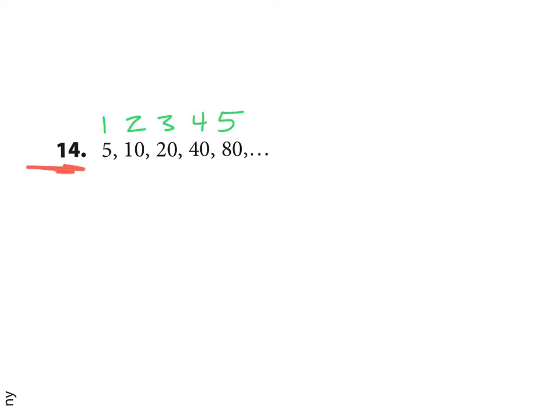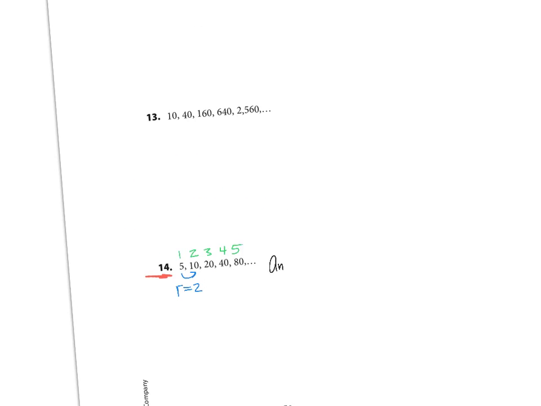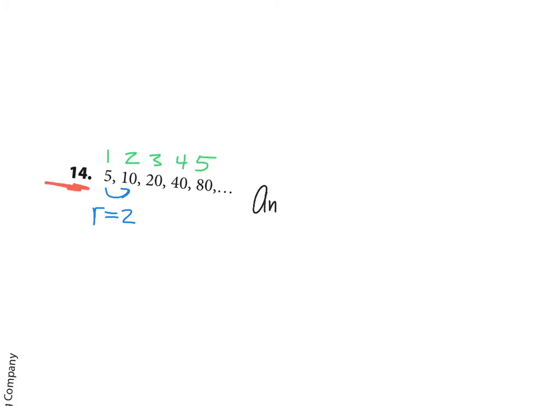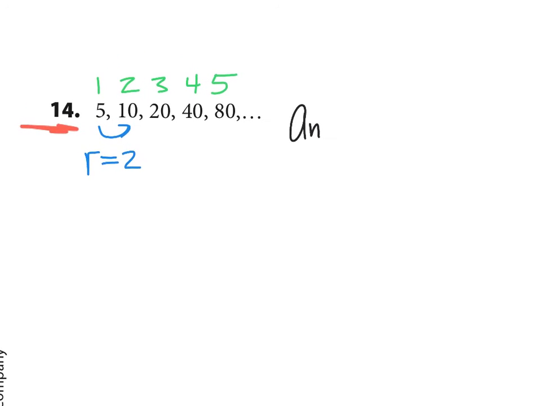Okay, so we go about the same process. First we figure out our r. So r here is 2. We're multiplying by 2 each time. Again, you could have divided 10 by 5. My recursive rule, a sub n, or f sub n. Let me go back and look at the directions real quick here. It doesn't say, so it may want it in function notation. It may want it as a sub n. So I'll do both here.